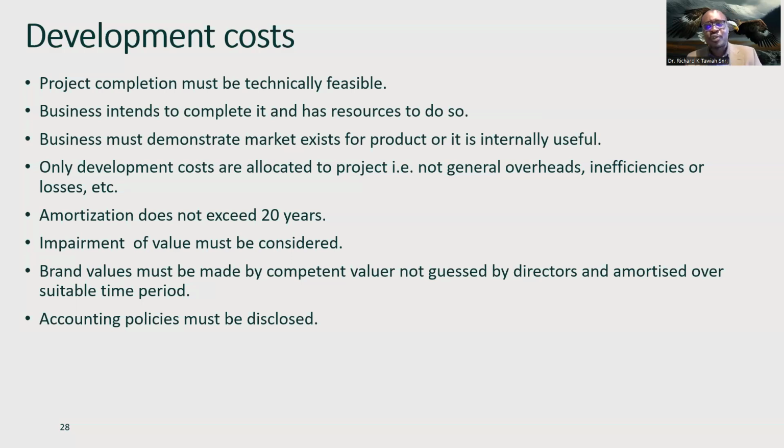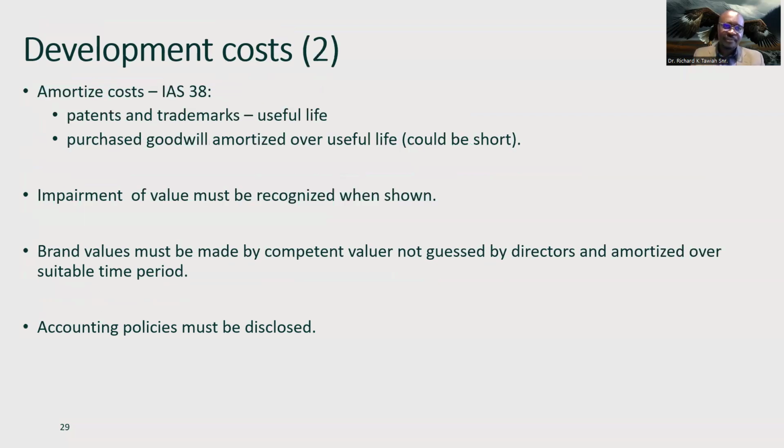Impairment of value must also be considered. And the brand values must be made by a competent valuer. Check the qualification of this valuer, not a guesswork by the directors. And they should not amortize it over what they think is suitable. No. Now, any accounting policies used in this must be sufficiently and appropriately disclosed.